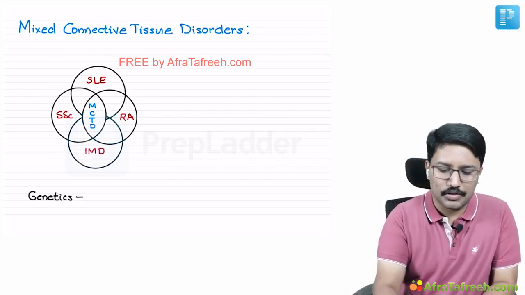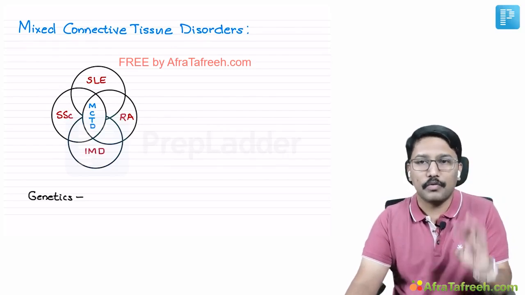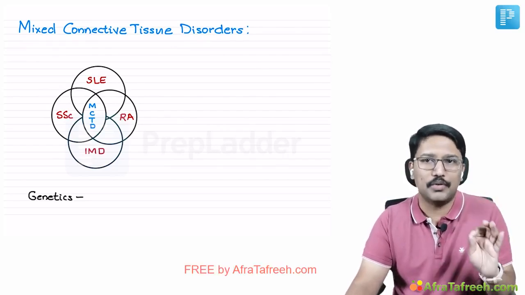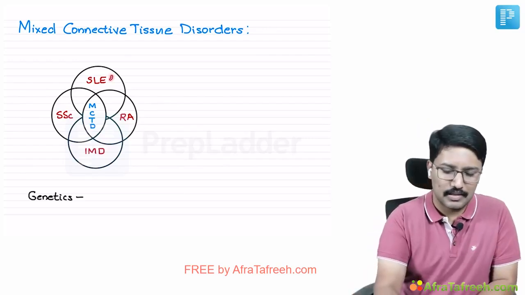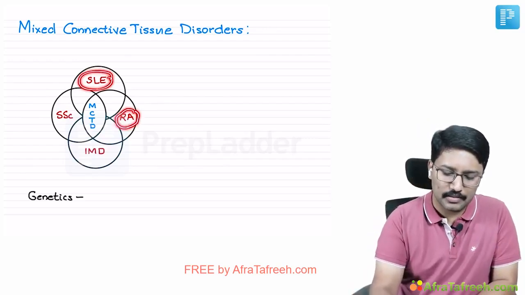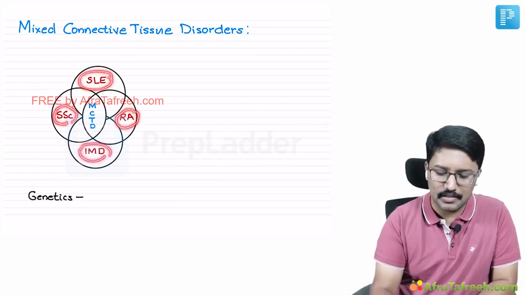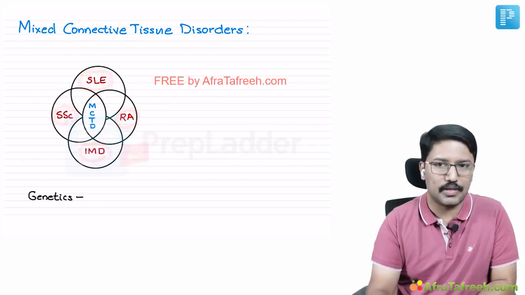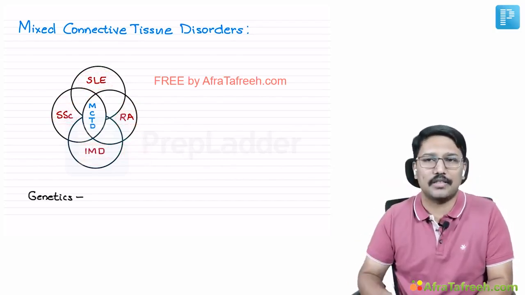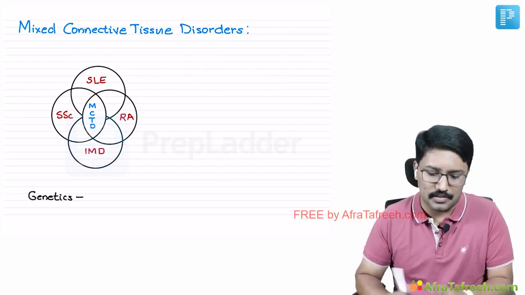So, mixed connective tissue disorder is an overlap syndrome where patients have an overlap of 4 important connective tissue disorders, overlap of 4 features, 4 disorders. One is our SLE. The second one is rheumatoid arthritis. The third one is systemic sclerosis. And the fourth one is inflammatory muscle disease. It's mostly about polymyositis, not dermatomyositis, most likely it is polymyositis. So patients are sharing the clinical characteristics of systemic sclerosis, SLE, rheumatoid arthritis, and inflammatory muscle disease.